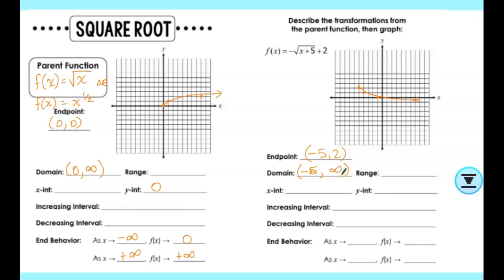The end behavior is as x approaches negative infinity. Actually, you know what? I think this one should be as x approaches 0, y approaches 0. And as x approaches negative 5, y approaches 2. And then as x approaches positive infinity, y approaches positive infinity also.